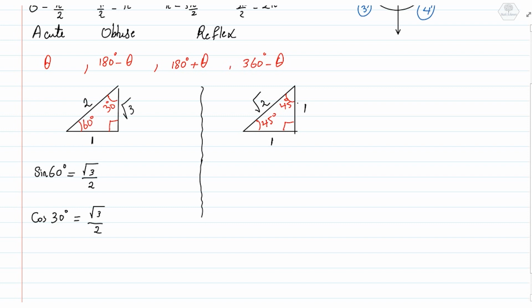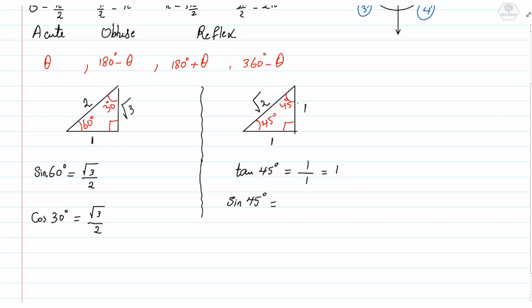Let's check here. If I want to find, let's say, tan of 45. Tan of 45 is opposite over adjacent, which is 1 over 1, which is equal to 1. Let's find sine of 45.